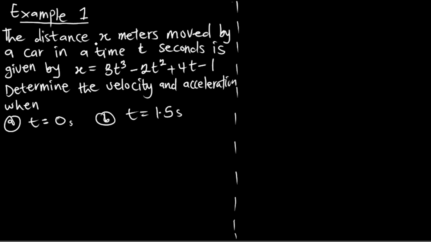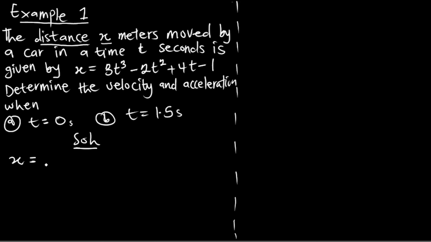Example 1. The distance x meters moved by a car in a time t seconds is given by this equation: 3t cubed minus 2t squared plus 4t minus 1. Determine the velocity and acceleration when (a) the time is 0 seconds, (b) when the time is 1.5 seconds. Are we good?